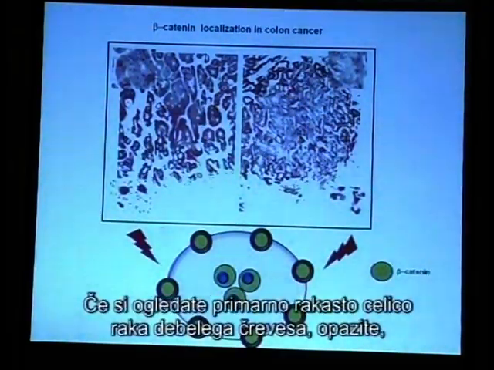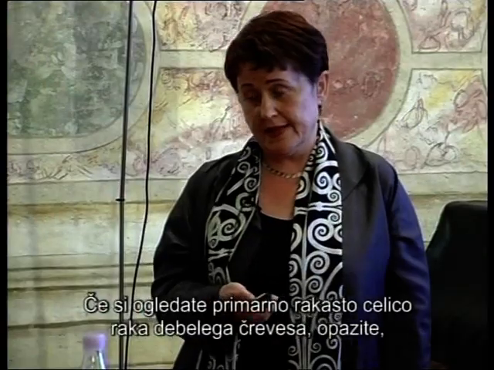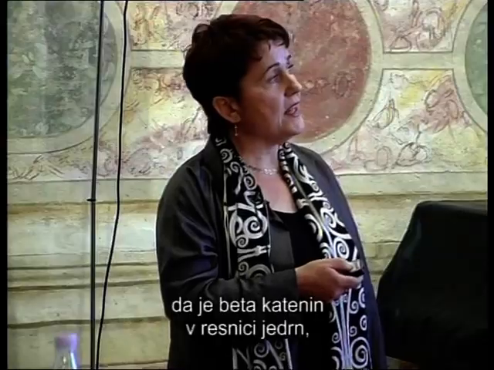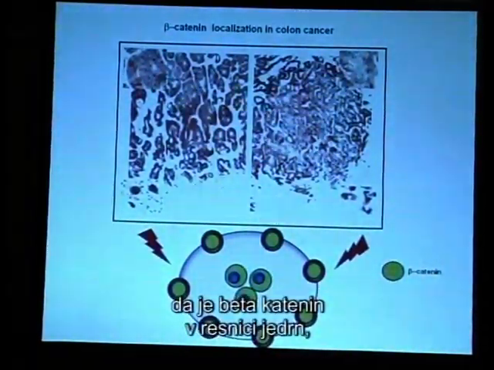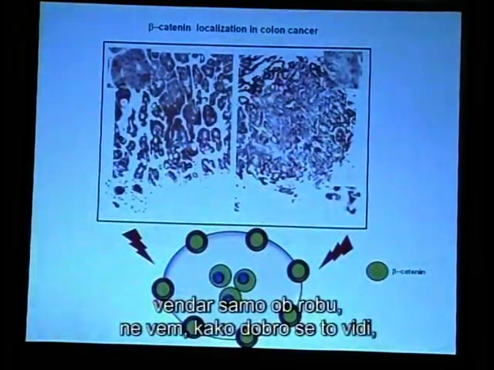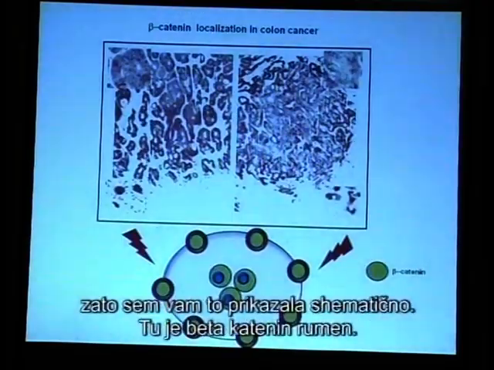An interesting thing is, if you take a look at the primary colon cancer cell, you note that beta-catenin is indeed nuclear, but it's nuclear only at the edge of the tumor. I don't know how well you can see that, but here I show you schematically. Beta-catenin is in yellow.